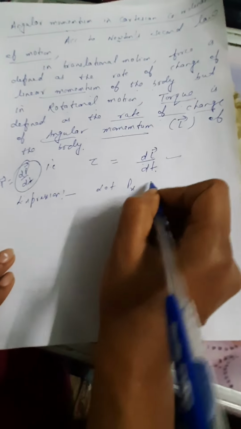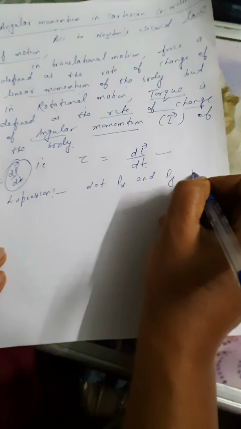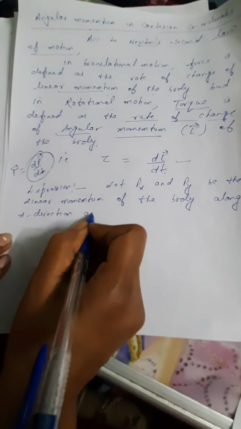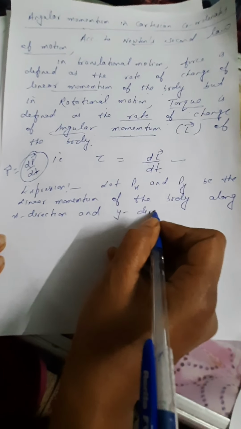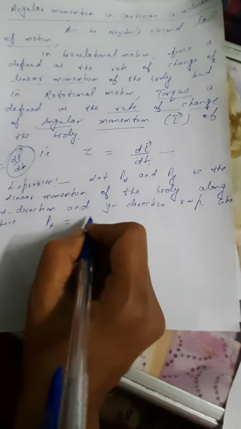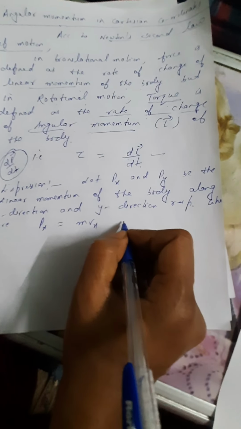Let px and py be the linear momentum of the body along x direction and y direction respectively. What is px? px is m vx, mass into velocity, along the x-axis, and py will be m vy, mass into velocity, along the y-axis.